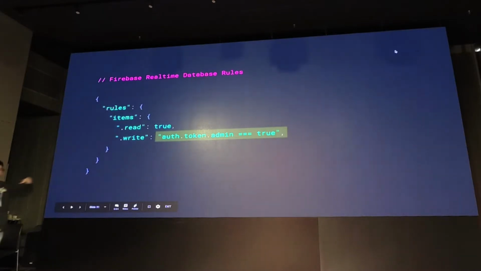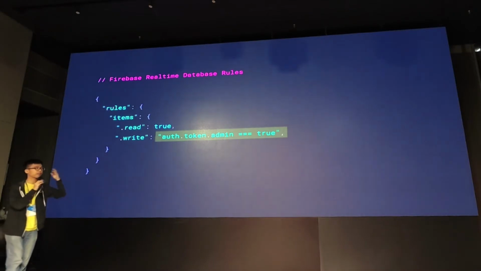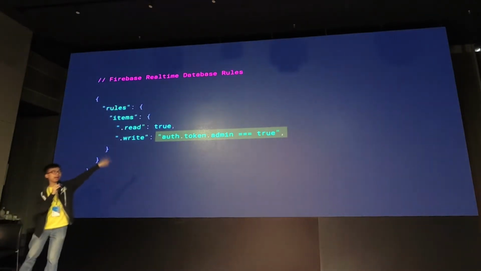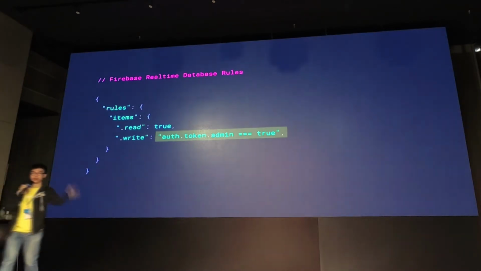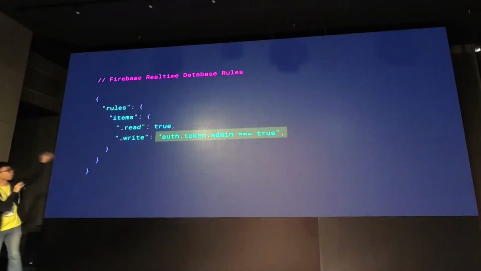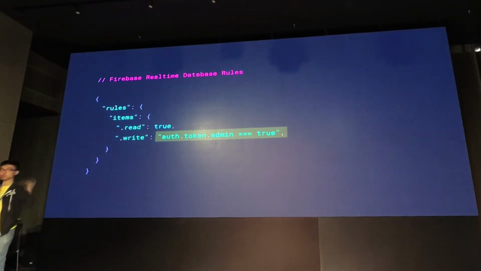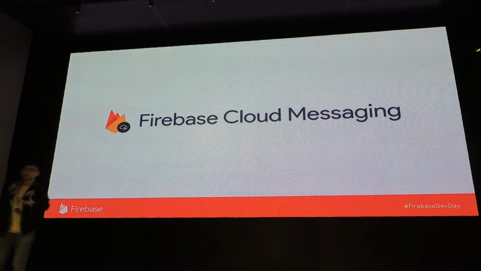Just a recap of what we did. We created a new admin, using custom claims, custom roles, to set the token admin to true. Once that part is done, the second part is to remember to update your Firebase database rules so you can have normal access. In this case, we set the write rule to auth.token.admin true. If it's an admin, then it has access to write. So that's the Firebase authentication.